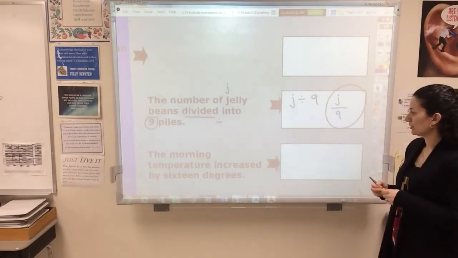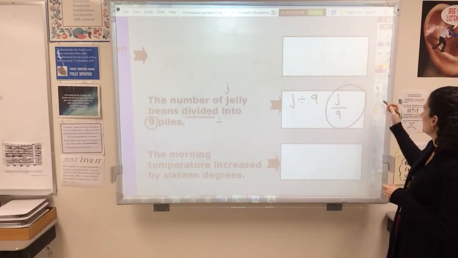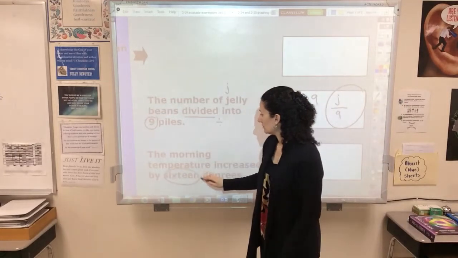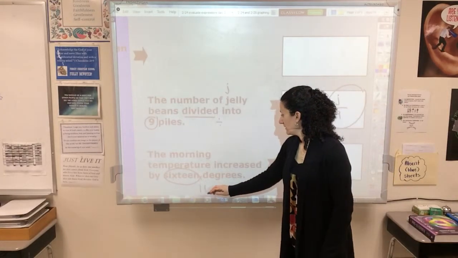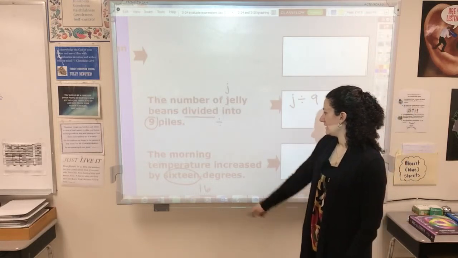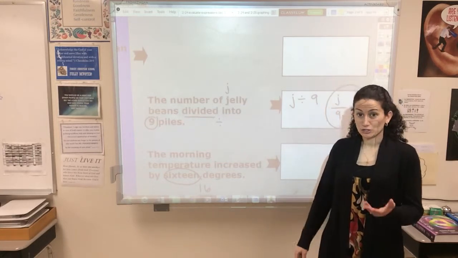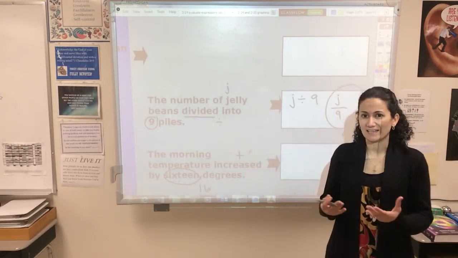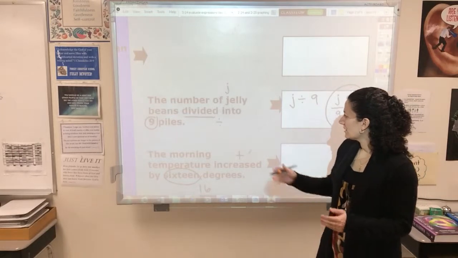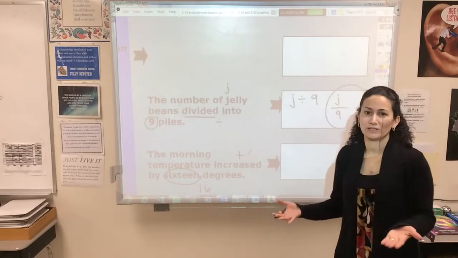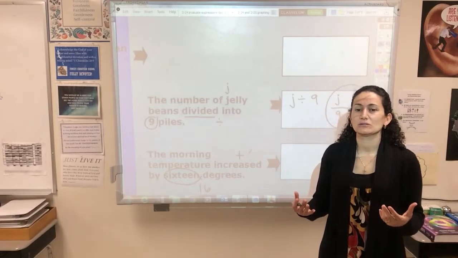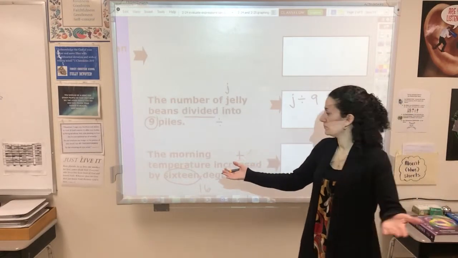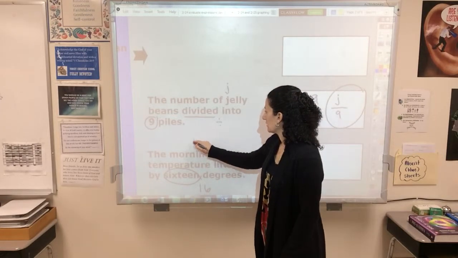The morning temperature increased by 16 degrees. Well, first of all, obviously I'm going to use the number 16 here. I'm looking for keywords and I see increased by. On our chart, you have increased under addition. Increased by means add. And then we've got the morning temperature. It doesn't tell us the morning temperature, so that's when we're going to use a variable. I'm going to pick T for temperature.